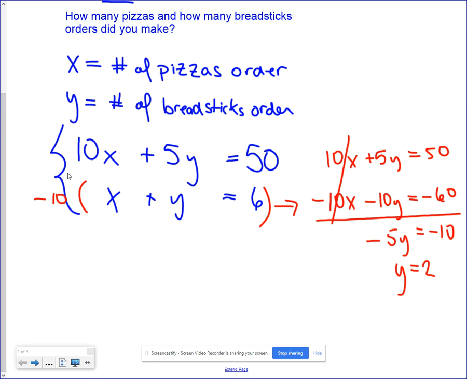What is y? The number of breadsticks I ordered. That's 2. Now, how would I find how many pizzas I ordered? Well, you plug your answer back into one of the original equations. Let's plug it into this equation right here. So we'll have x plus 2 is equal to 6. So subtract 2, x equals 4. So we ordered 4 pizzas and 2 orders of breadsticks.